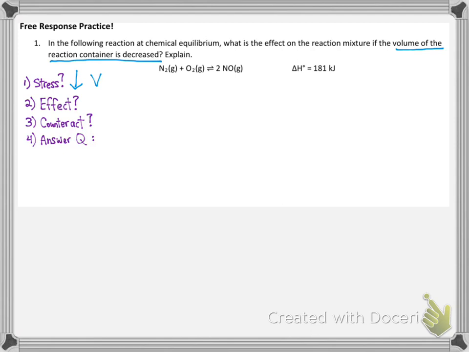Okay, so in this problem, the stress is that we are decreasing the volume of the container. Now, if you recall, changes in volume basically cause changes in pressure, and that only affects gaseous systems. And we're looking at a gaseous system. But it all depends on the number of gas particles on the reactant versus the product side. Crazy story, for this particular system, you have equal number of gases on both sides, which means decreasing the volume actually has no effect. And now you just need to write it out in words.